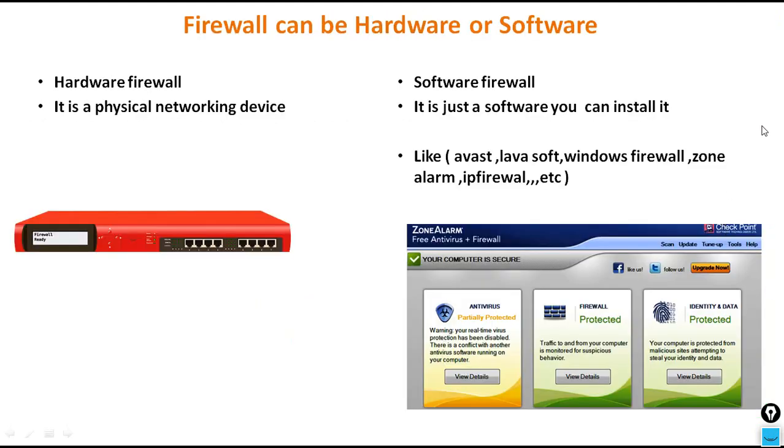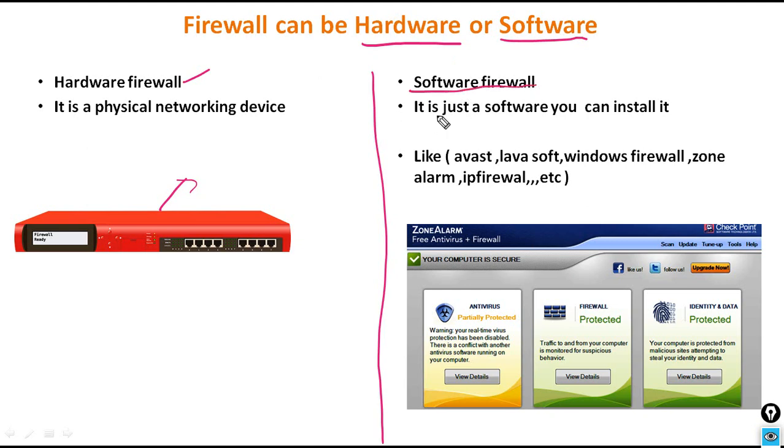Now we are going to start with types. Firewall can be hardware and firewall can be software. Look, guys, this part is the hardware firewall. It is a physical networking device. You can see this device, it is a firewall. It is physical, you can see it and touch it. And this part is the software firewall.